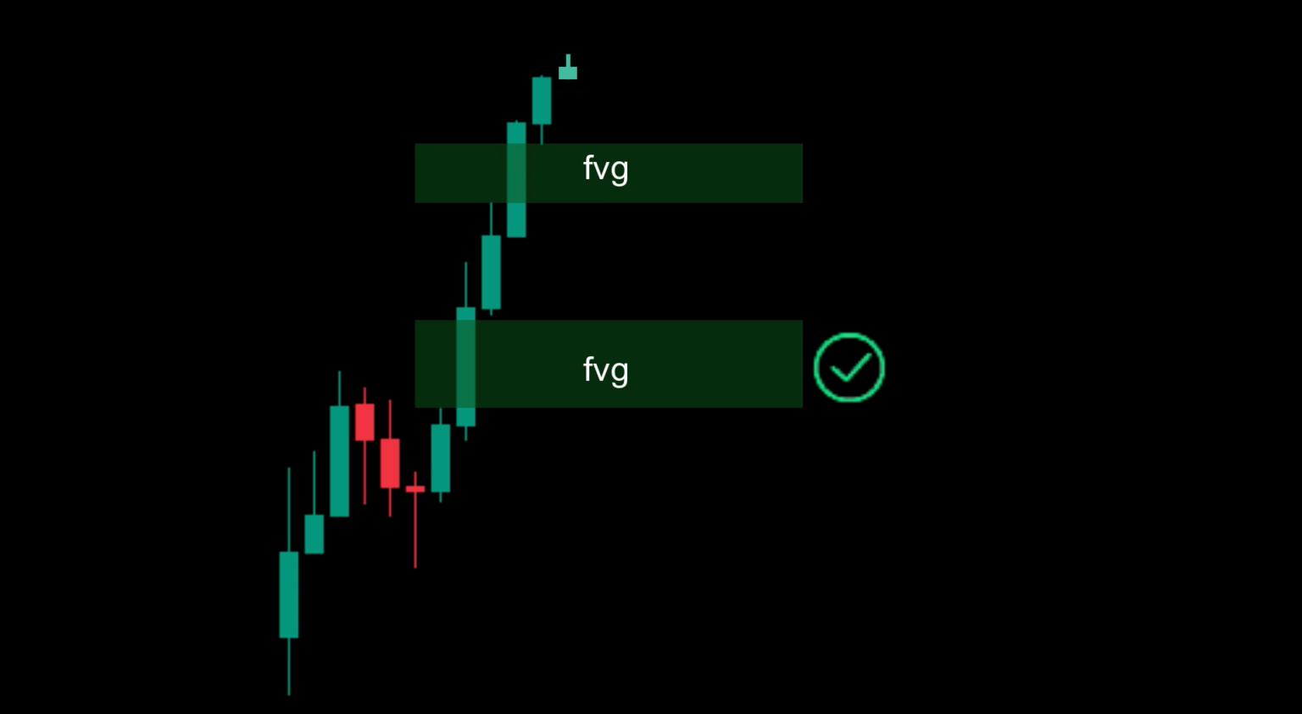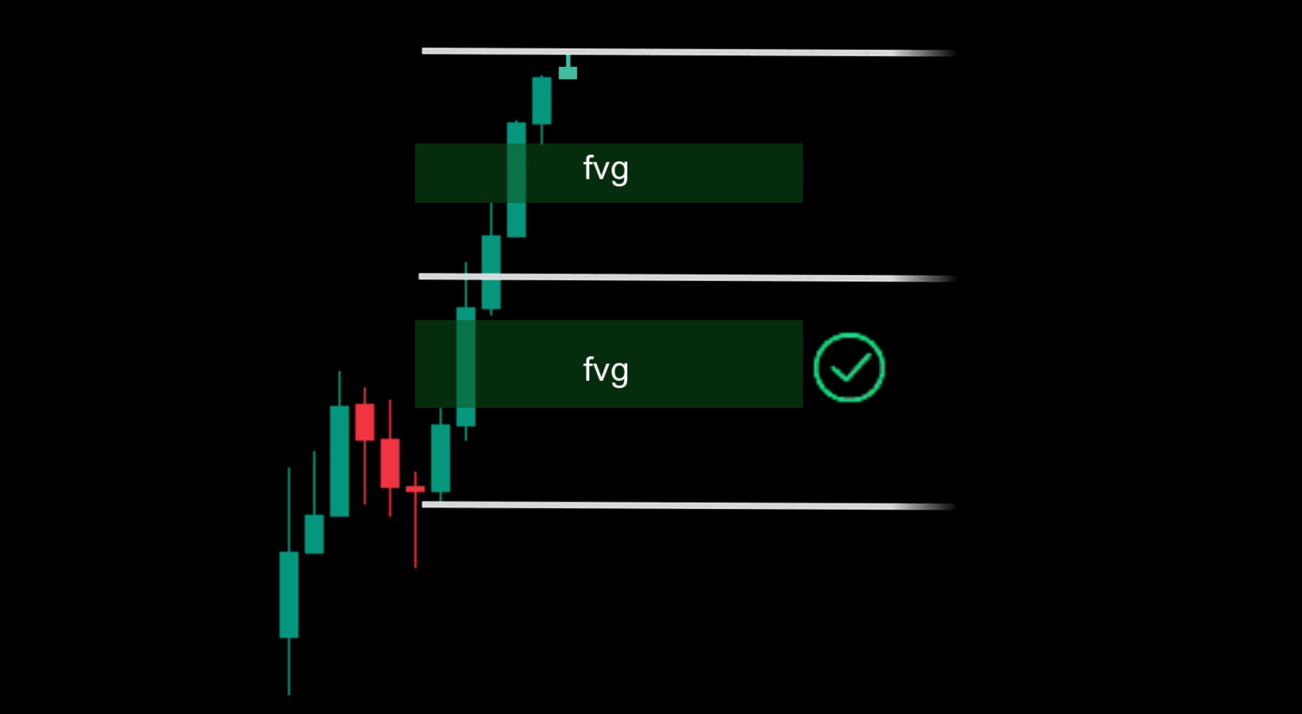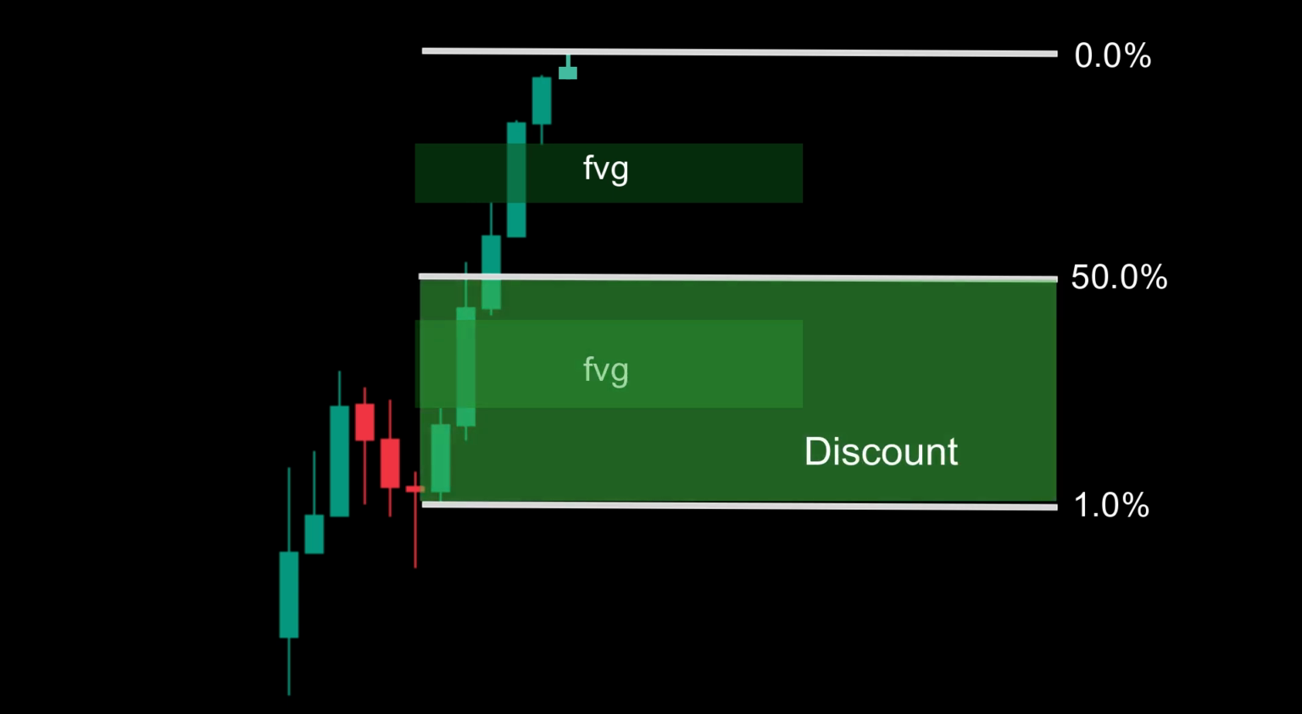FVG. But why? If you mark the beginning and end of this bullish move and apply the Fibonacci retracement tool, you'll notice that this zone lies below the 50% level, which is known as the discount zone, while the first FVG is located above the 50% level.